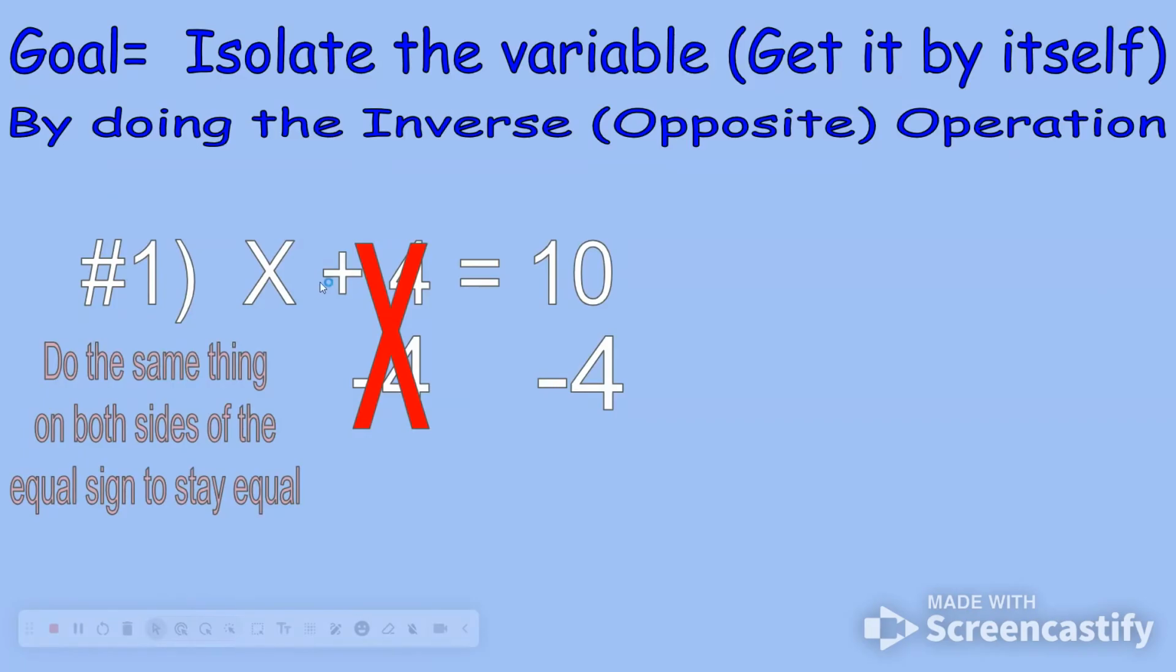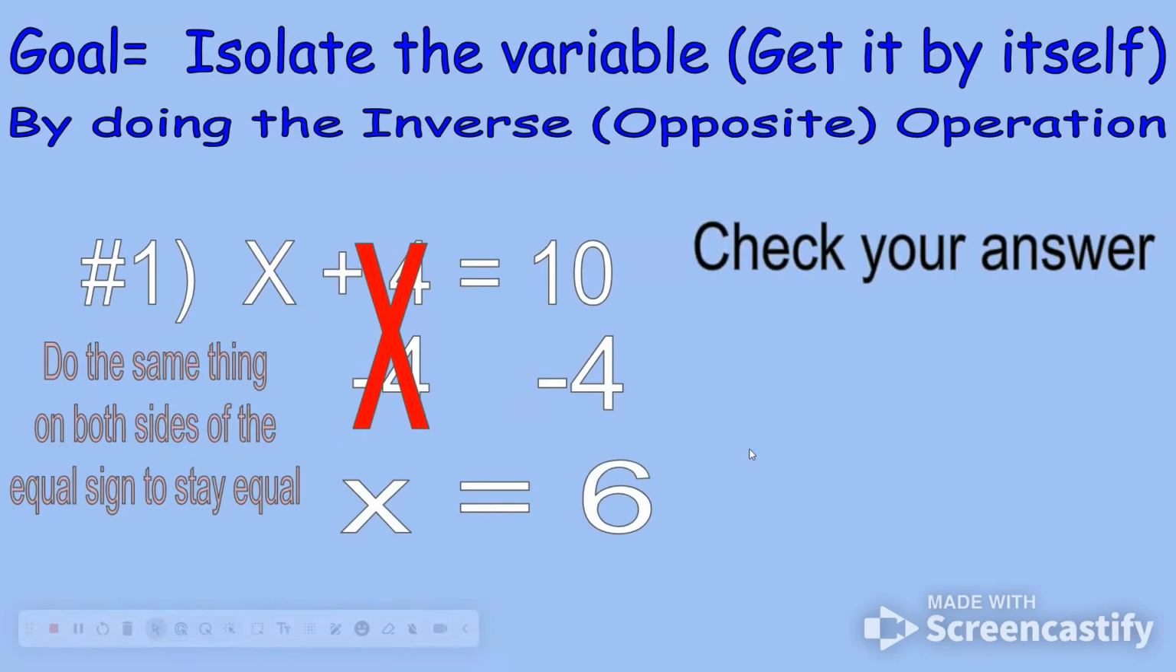Okay, so the positive 4 and negative 4 cancel out and go away. So I'm left with just x. And then I do 10 minus 4 to get 6. And that tells me my answer to this equation is x equals 6.